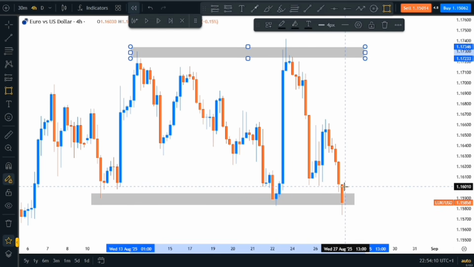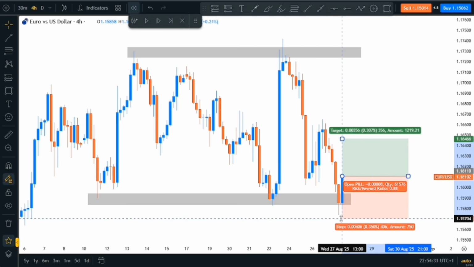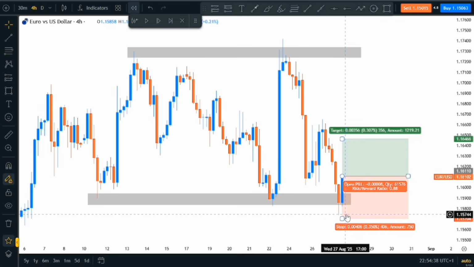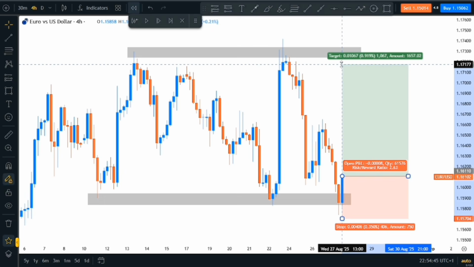Let's play the price forward to see what happens next. After this bullish engulfing candlestick formation, the entry will be here. The stop loss will be below here because the market can still pull back a little bit before moving in the expected direction. Then the profit target is going to be at this key level resistance.